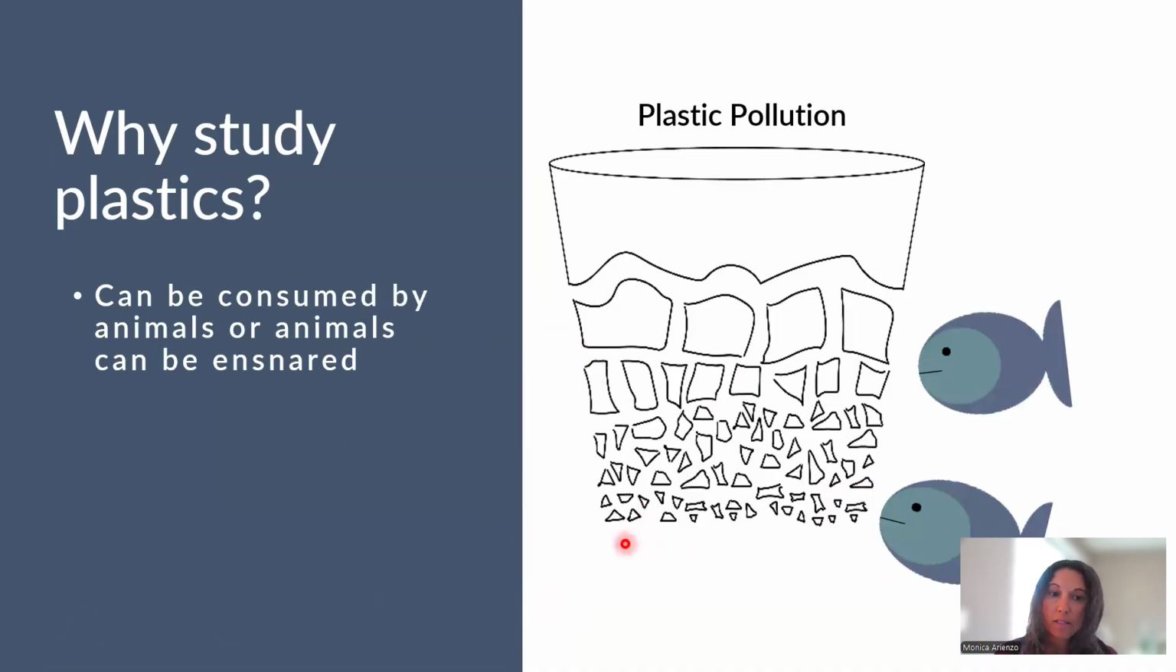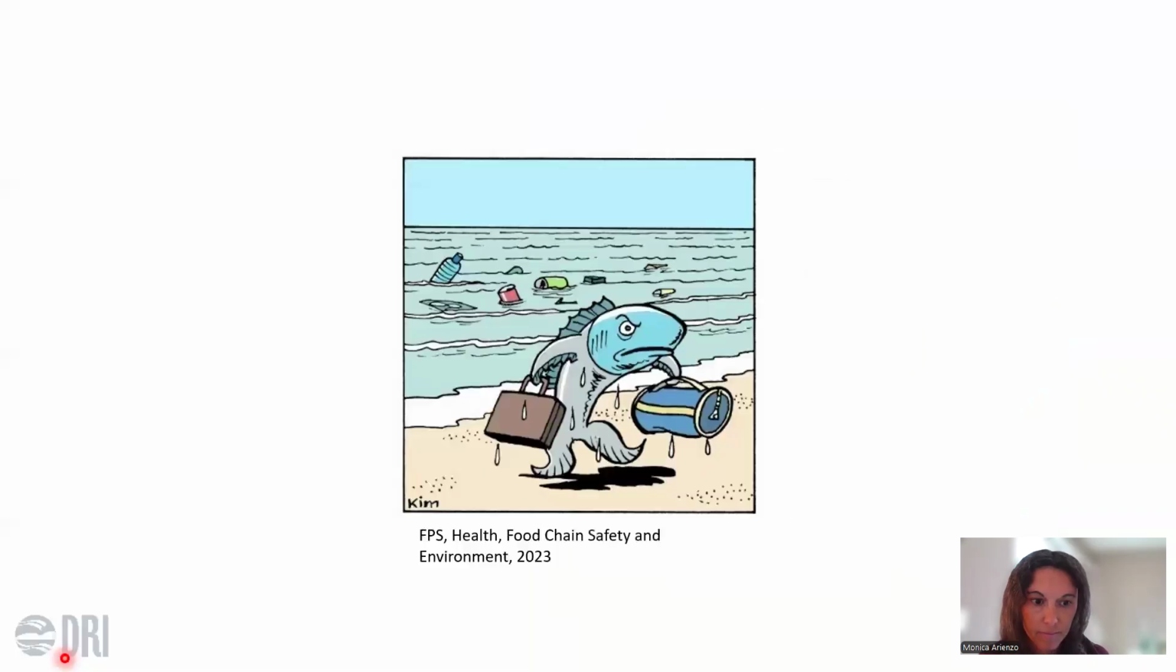Plastics can also be consumed by animals or they can become ensnared in them, and this can cause a false sense of fullness. So if an animal is eating lots of microplastics, they can then think that they are eating nutritious food and feel full, but actually they're full of plastics instead. And so this is a little meme to just bring that point home of all the plastics that are entering into our waterways and interacting with our aquatic species.